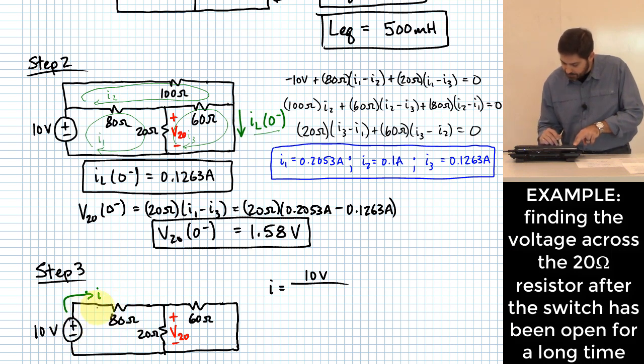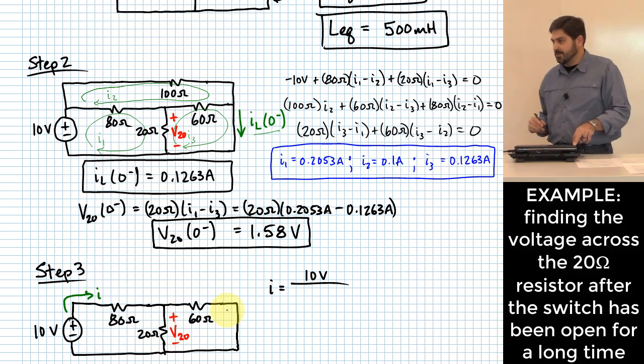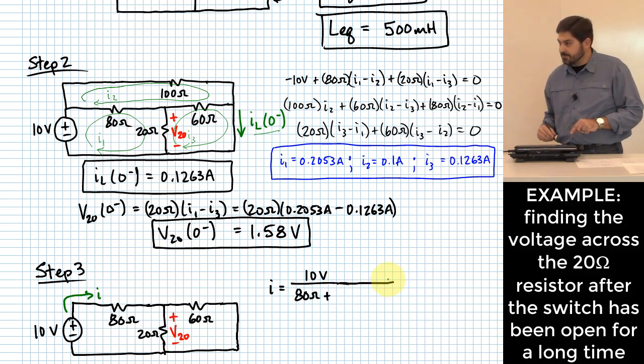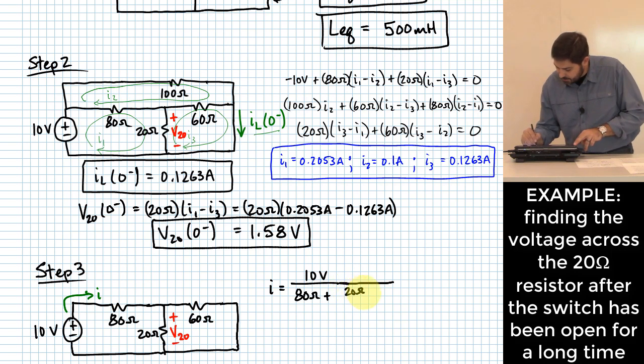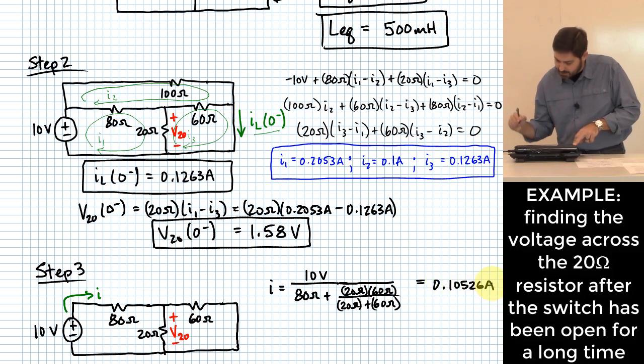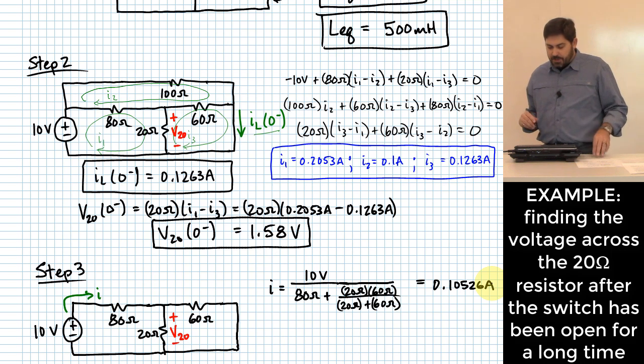Well, that current, all of it has to go through the 80 ohms, but then it splits and some goes through the 20 and some goes through the 60. So how do I figure out what the equivalent resistance is in that scenario? Should be 80 ohms plus what? 20 and 60 in parallel, right? So that would be 20 ohms times 60 ohms over 20 ohms plus 60 ohms. I punched that in earlier. Hopefully I did it correctly when I got 0.10526 amps. Now that is not really ultimately what we want.